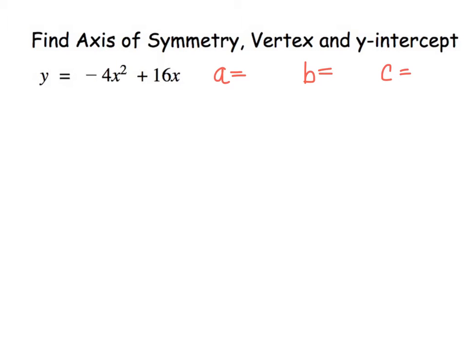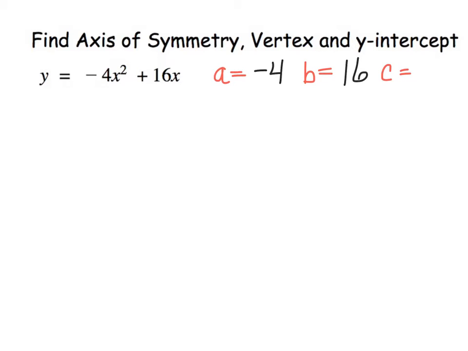In order to find my axis of symmetry, my vertex, and my y-intercept in a quadratic equation that's in standard form, the first thing I need to know is what my a, my b, and my c values are. My a is always the coefficient to the x squared, so my a is -4. My b is the coefficient to x, which is 16. And my c is the constant.